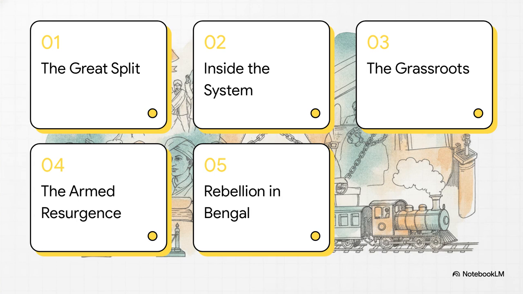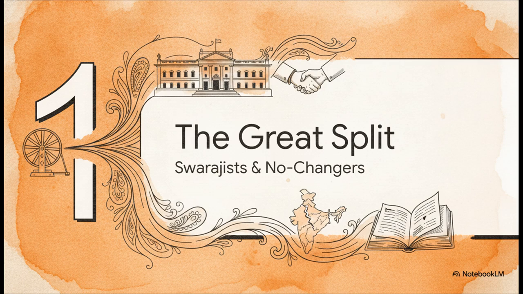To make sense of how this movement branched out, we're going to trace 5 key paths: the initial Great Split, the strategy of fighting inside the system, the mobilization of grassroots and new ideologies, the armed resurgence, and finally, the fierce rebellion in Bengal. All right, let's start with Section 1, the Great Split between the Swarajists and the No-Changers.